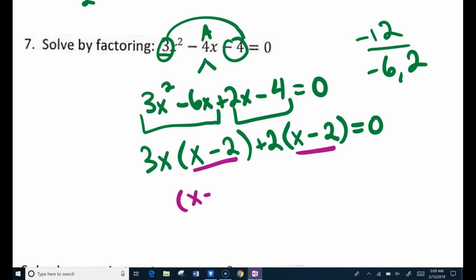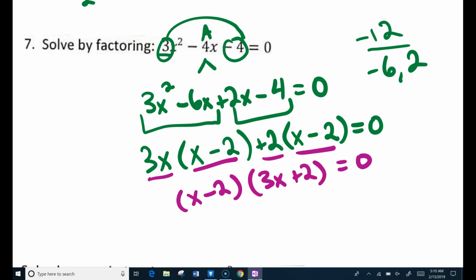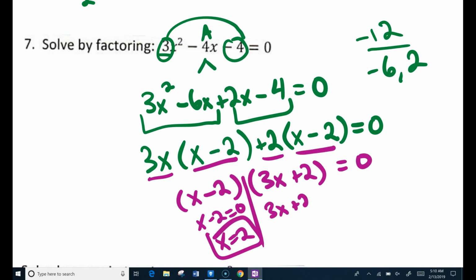So I pull out an x minus 2 from both of these, and I just rewrite what I have left over. I've got a 3x, I've got a plus 2. And I'm going to set both of those pieces equal to 0. So x minus 2 equals 0, and I get x equals positive 2. And I set 3x plus 2 equal to 0. I subtract 2 on both sides, and I get 3x equals negative 2.